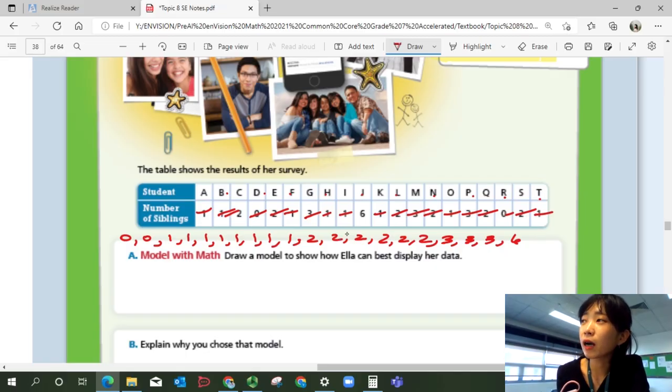And then we're going to figure out the median. So for the median, you count from the minimum and the maximum, outside to inside. So 0 and 6, 1 and 3, 1 and 3, 1 and 2, 1 and 2, 1 and 2, this one and this 2, this one and this 2. So those two are our middle numbers.